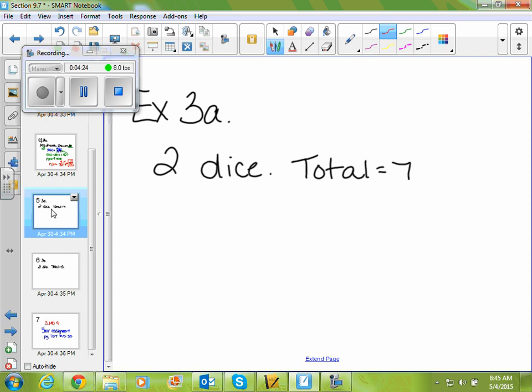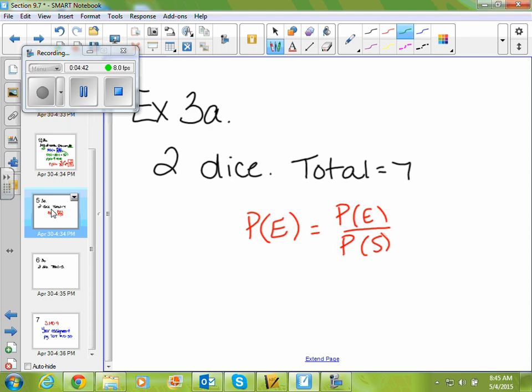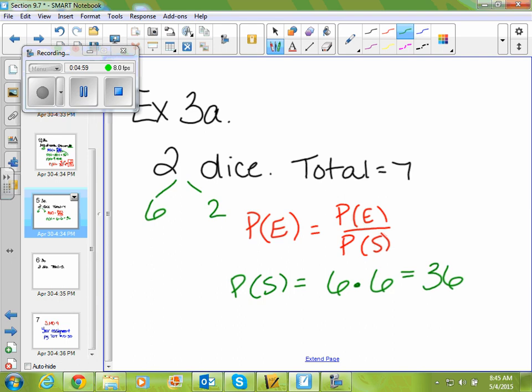Alright, so if I look at example 3, I'm rolling 2 dice. I want to know the probability that the total will equal 7. The probability of an event equals my equally likely outcomes divided by my sample size. I know that there are 6 numbers on a die, and I have 2 dice. So my sample size is 6 times 6, because I have 6 numbers on each of my dice, which is 36.